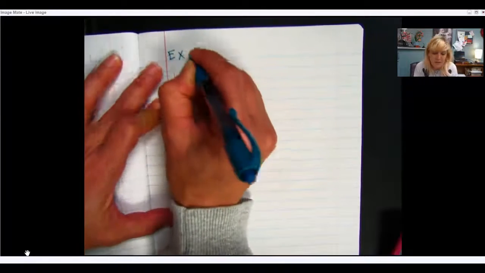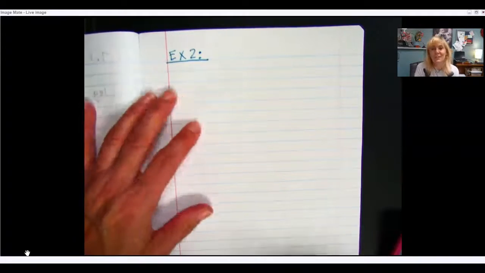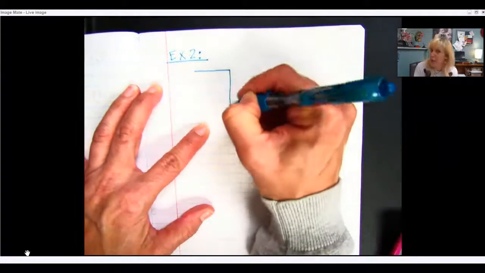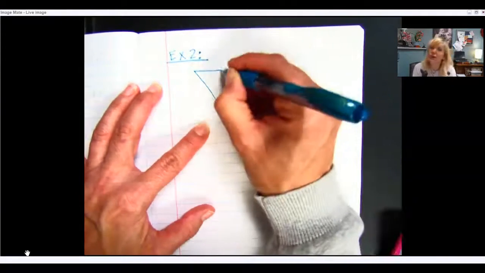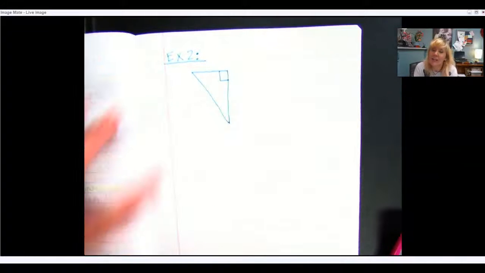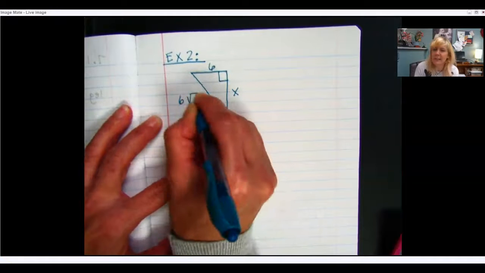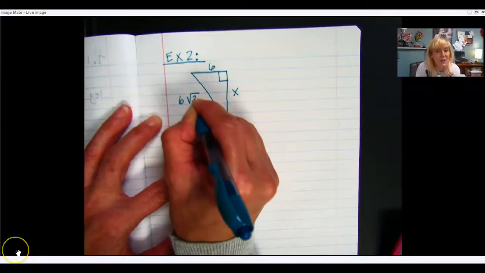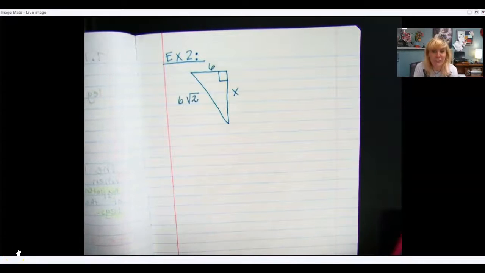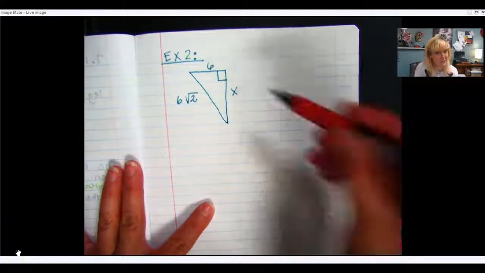Okay. Let's take a look at example 2. For example 2, we're going to draw an upside down triangle. So please draw your triangle where it looks like mine. Don't forget to draw your right angle symbol. Okay, and we're going to label this a 6. And then this side that's going straight down, which is the height, remember it's just the upside down triangle, that's x, which means 6 square root of 2, that's going to be the hypotenuse.